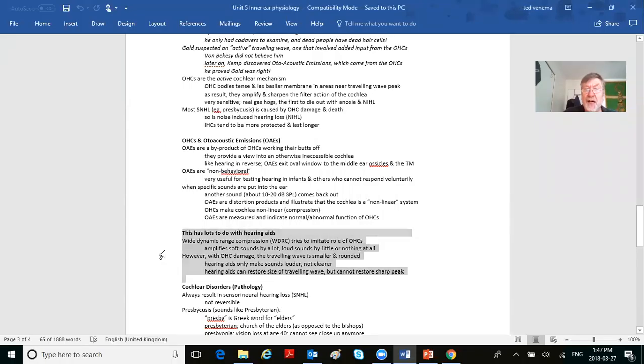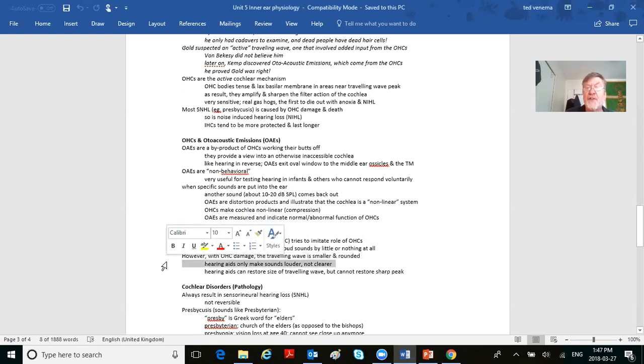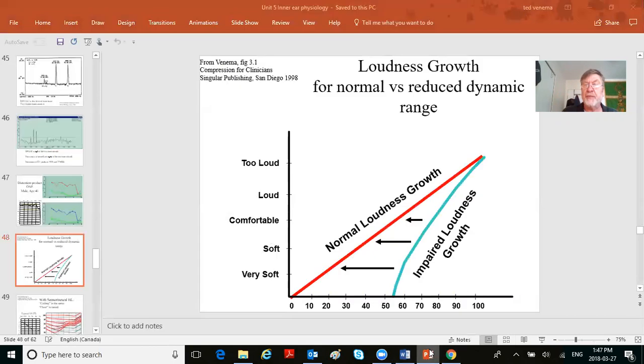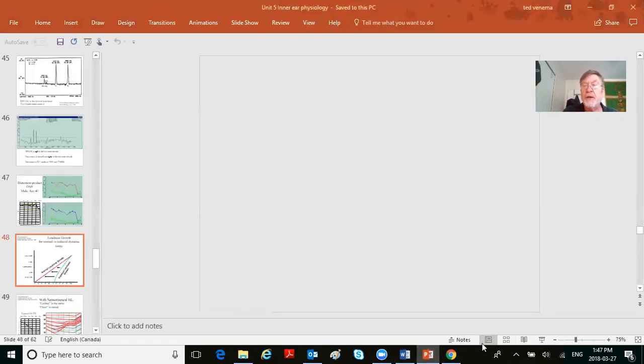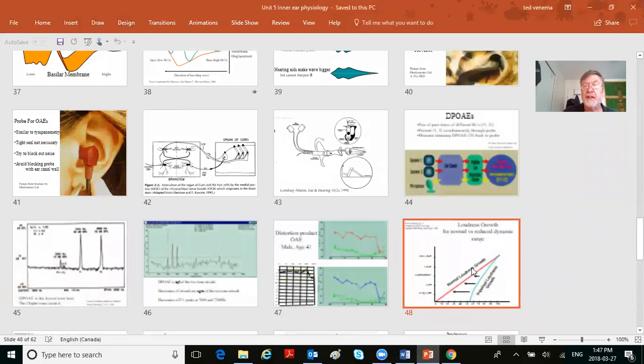So, amplify soft sounds by a lot and loud sounds by little or nothing at all. However, with outer hair cell damage, the traveling wave is smaller and rounded, so hearing aids can only make sounds louder but not clearer. Hearing aids cannot sharpen the peak of that traveling wave. That's gone for good. Okay? But hearing aids can, C-A-N, focus on soft sounds, just like outer hair cells do. So here's a picture of it. This is a very, very common picture you're commonly going to see in our field. Okay? I'll show it to you here.